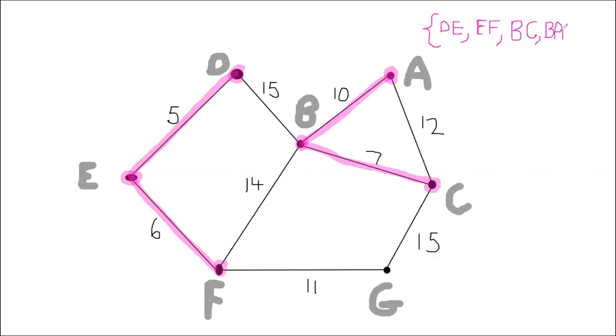Now, the next minimum weighted edge is F to G, 11. So I'm going to go here and write that down and keep track of where we're going. F to G. And finally, we have got what looks like two separate spanning trees. We have one here, D, E, F, G, and one here, B, A, and C.